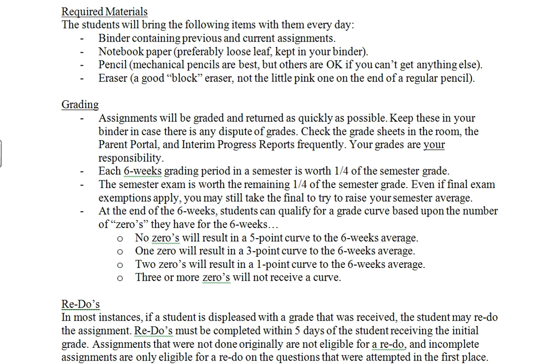Basically the thinking here is, if you're not doing your work anyway, it really doesn't sound like you're interested in your average anyway, so you're probably not going to get any bonus points for doing that. Okay, so if you stay on top of things on a daily basis, you will find that math will basically take care of itself.